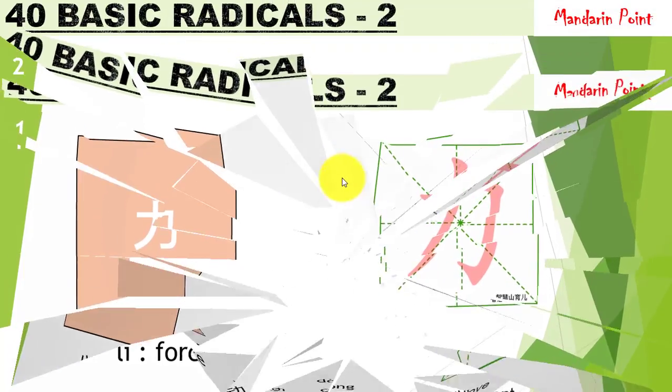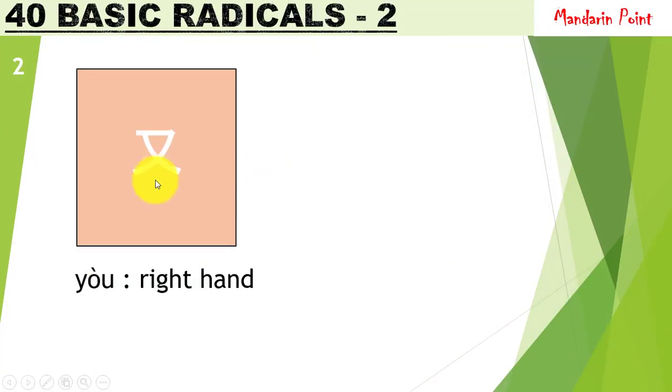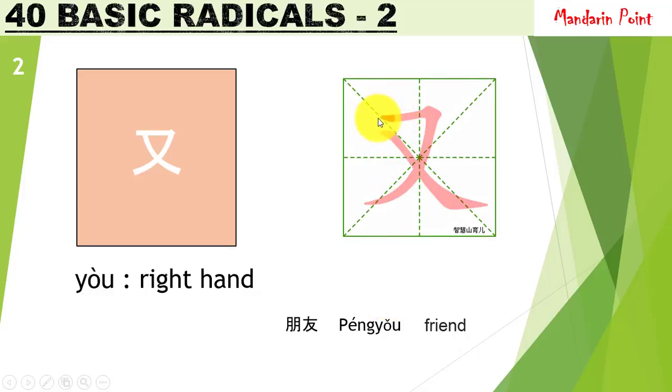Very simple. The next one is you, meaning right hand. This radical is used for people, items, or things which are very close to our heart. For example, here we have peng you, meaning friend. A good friend is almost the right hand of any person. Let's derive it from basic strokes. It is also simple: heng, pie, and na.